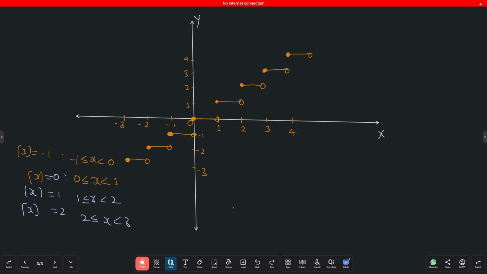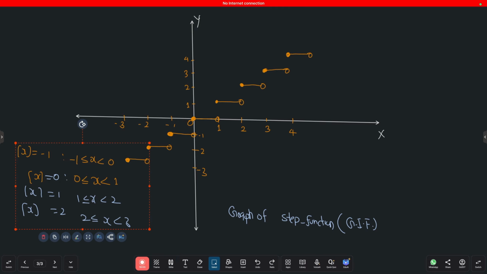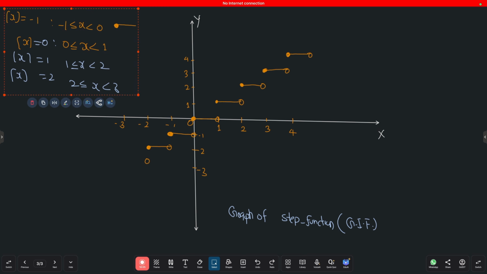Okay, so it is the graph of the step function. I'll write. Okay, step function, because another name is step function, or you can also write GIF. Greatest integer function. G for greatest, I for integer, F for function. Graph of GIF. Okay. Make this on a separate page. Okay. This is here.